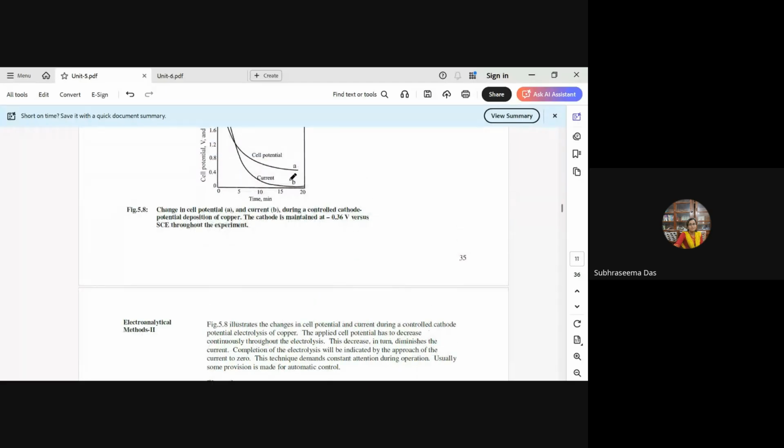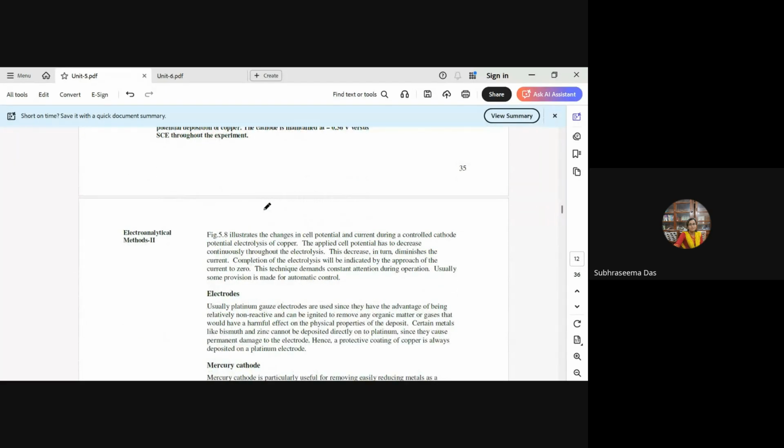Now figure 5.8 illustrates the changes in cell potential and current during a controlled cathode potential electrolysis of copper. The applied cell potential has to decrease continuously throughout the electrolysis. This decrease in turn diminishes the current. Completion of the electrolysis will be indicated by the approach of the current to zero. This technique demands constant attention during operation.